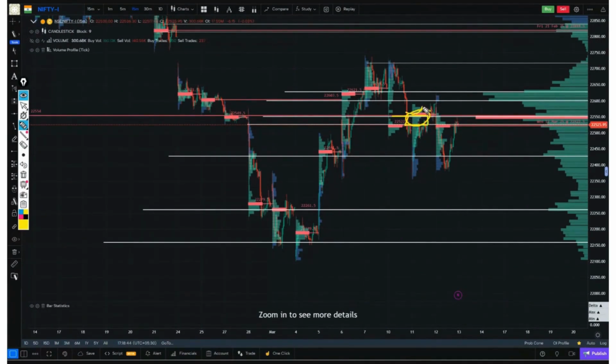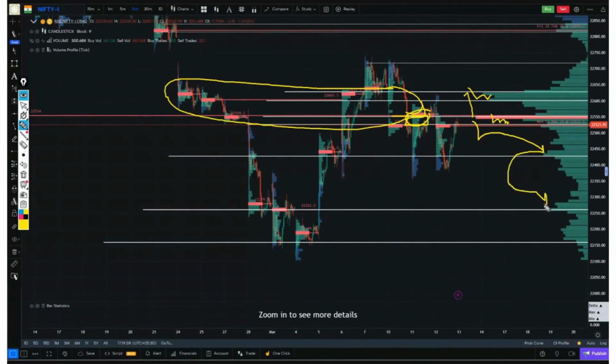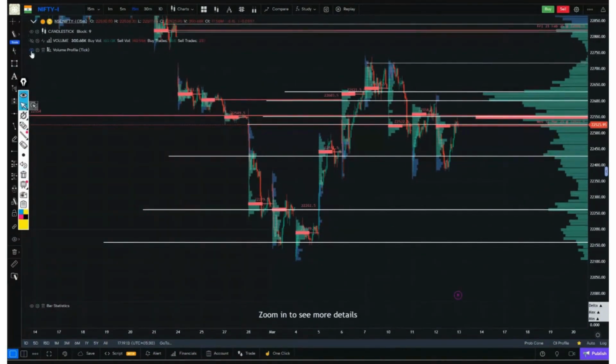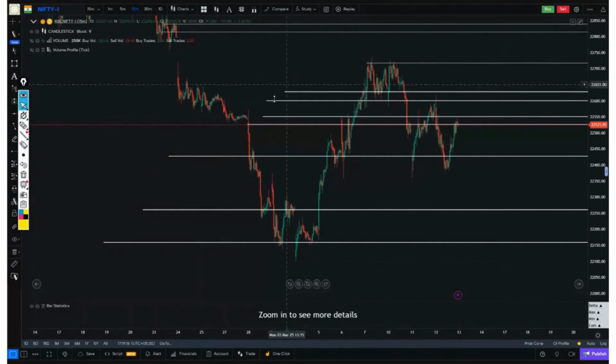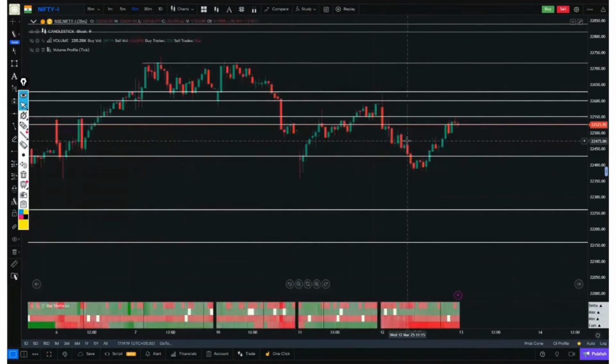If it breaks out from here, based on the last few sessions, this zone was quite important. The volume profile is giving us confirmation here on the right side. This value area high and value area low, if it breaks to the downside, then we have this volume node. And as we go down, these were the volume nodes that could act as support. So this was yesterday's volume profile confirmation, and then we took confirmations from the past few sessions.